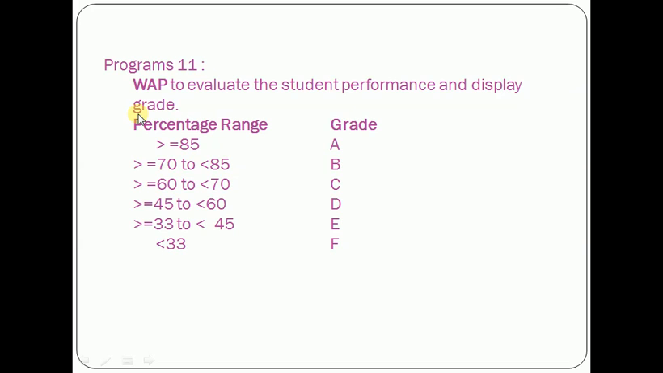Now let's see another problem. In this problem, it is mentioned to evaluate the student's performance and display the grade. The percentage marks we need to enter, and based on the percentage marks, the grade needs to be displayed. Greater than or equal to 85, A grade. Between 70 and 85, B. Like that. Less than 33, failed, F. Okay, so let's do the program for this.